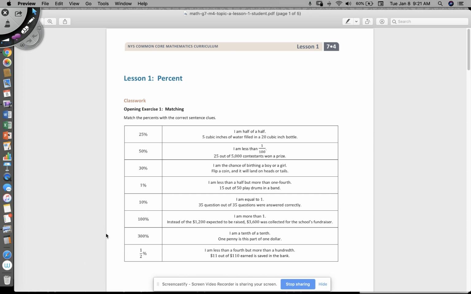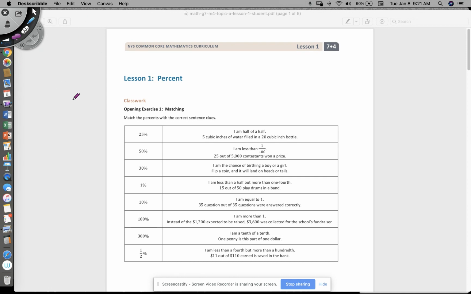All right, this is 7th grade, Module 4, Lesson 1. So we're going to start with learning some percents. And our lessons this week is going to be looking at percents and how they relate to parts of a whole, kind of like we did with the ratios. So we're going to kind of continue with that theme here.